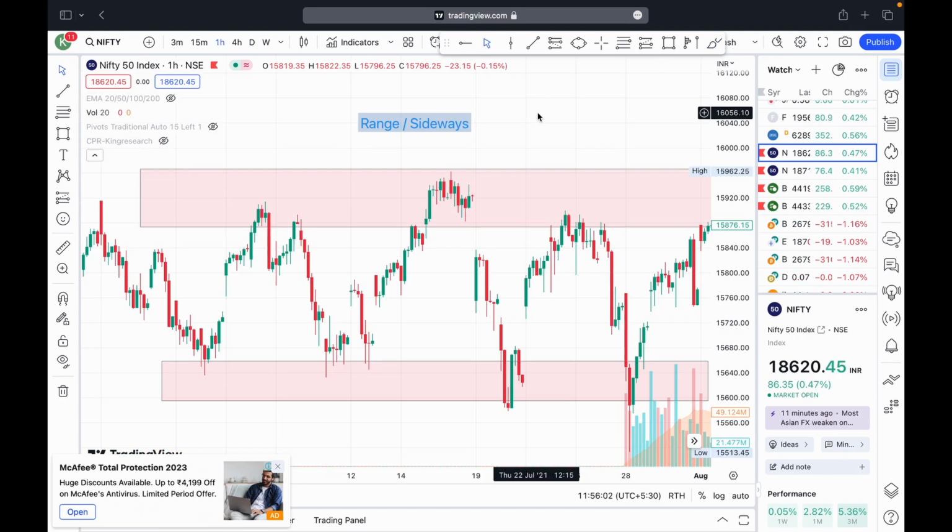The next topic is the sideways or range type of market. As you can see in the chart of Nifty 50 1 hour, this is how a range market looks like. The prices react in the range, and the higher highs are at the same level and the lower lows are also at the same levels, as you can see in this graph. So let's understand why this kind of range appears in the market.